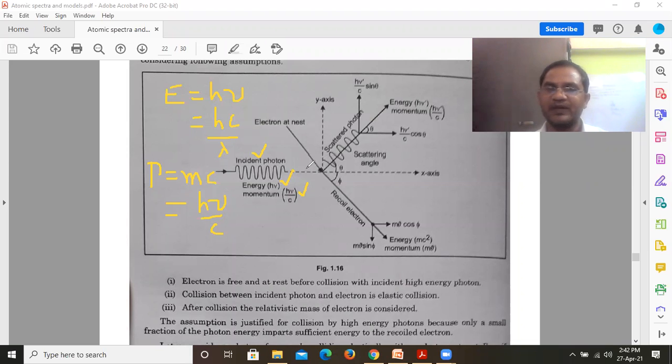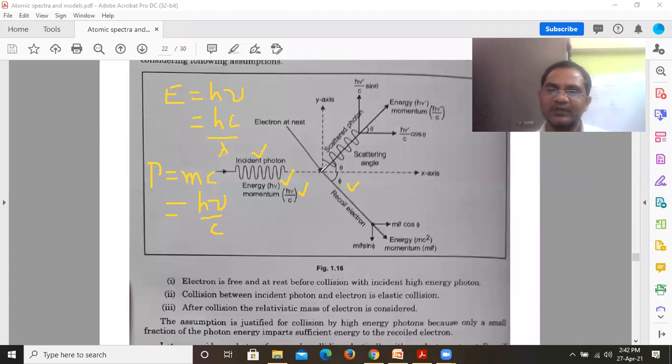Then some part of energy is transformed to this free electron. So that's why the electron will be scattered in this direction. That electron is called the recoil electron. Here the angle I have shown is phi. This is the recoil angle, the angle of recoil or recoiling angle.